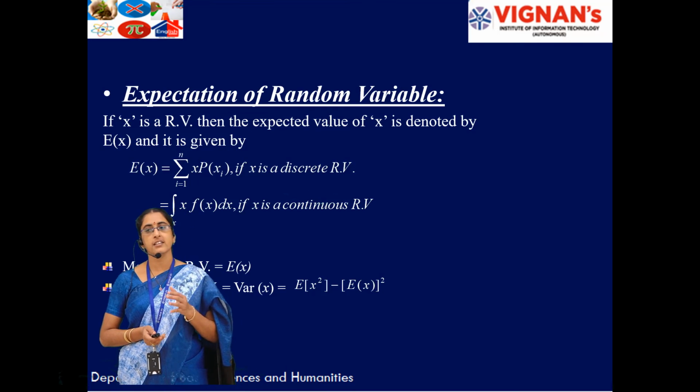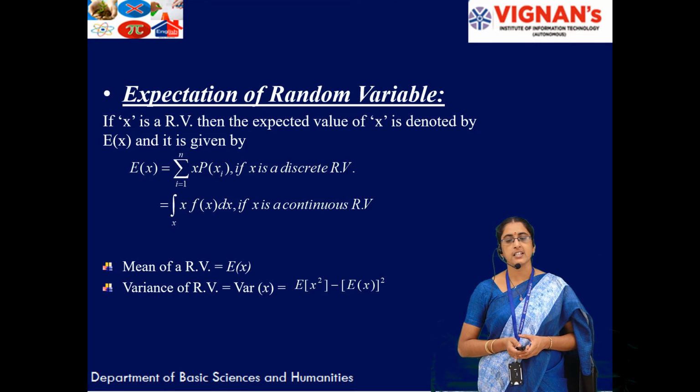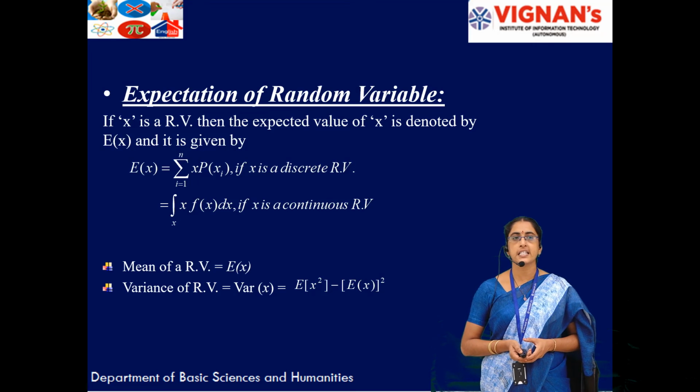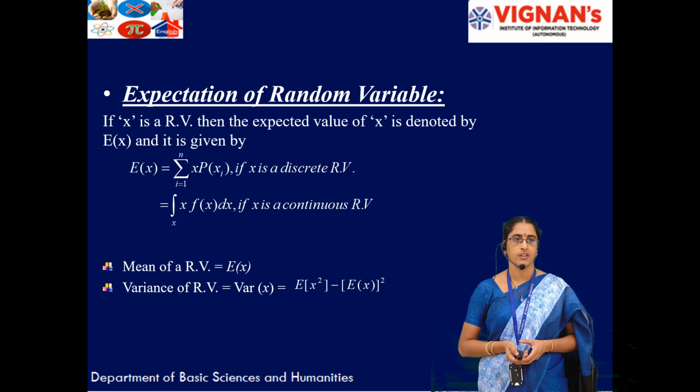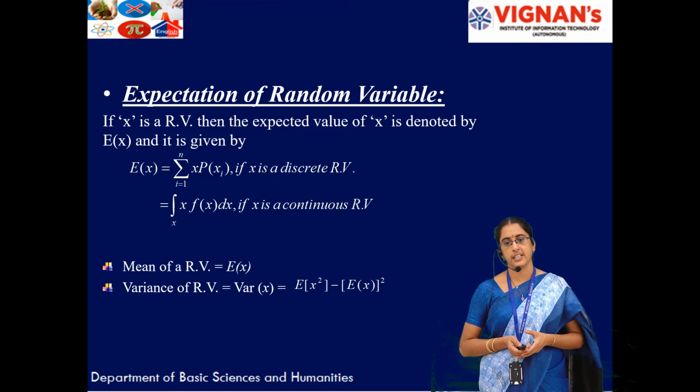When x is a discrete random variable, the mathematical expectation is given by summation of x into p of x. And when x is a continuous random variable, it is given by the integral of x into f of x dx, right? Here x can be defined from minus to plus infinity, or when x is greater than 0, it is given as the integral from 0 to infinity of x f of x dx.